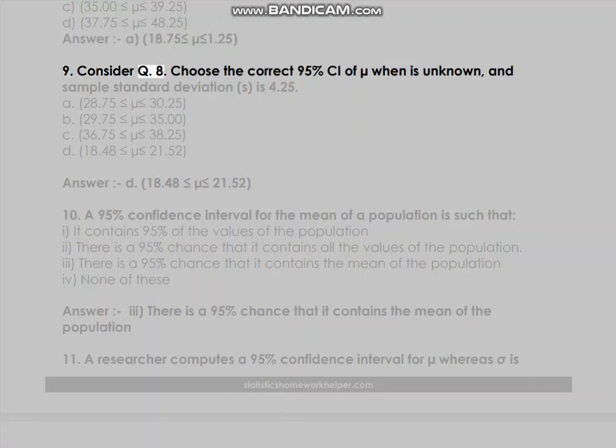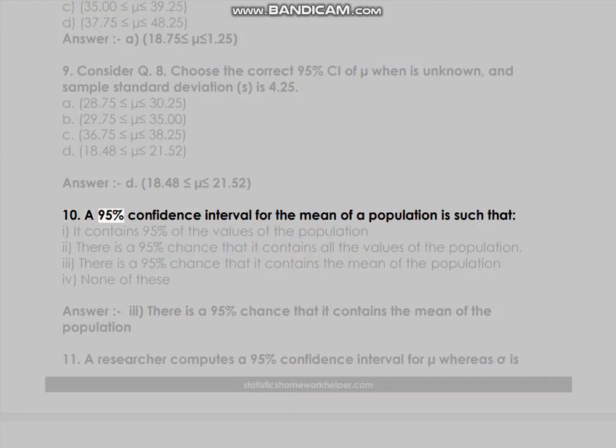9. Consider 8. Choose the correct 95% CI of μ when σ is unknown, and sample standard deviation S is 4.25. A. 28.75 less than or equal to μ less than or equal to 30.25. B. 29.75 less than or equal to μ less than or equal to 35.00. C. 36.75 less than or equal to μ less than or equal to 38.25. D. 18.48 less than or equal to μ less than or equal to 21.52. Answer: D. 18.48 less than or equal to μ less than or equal to 21.52.